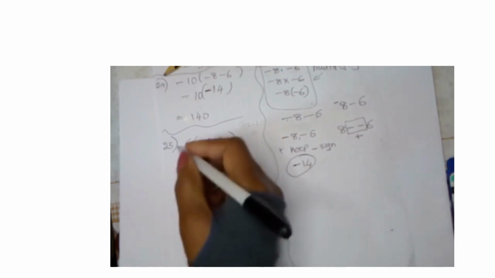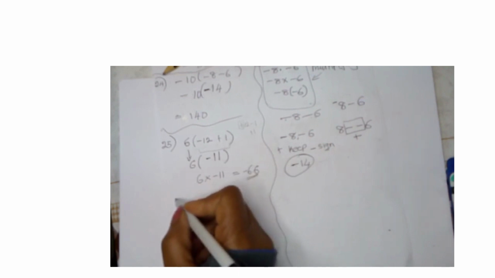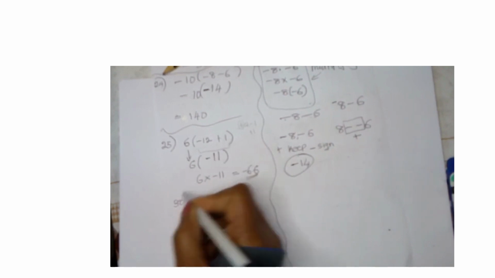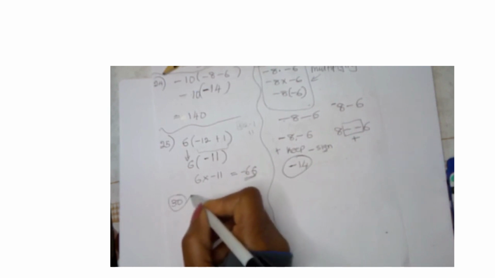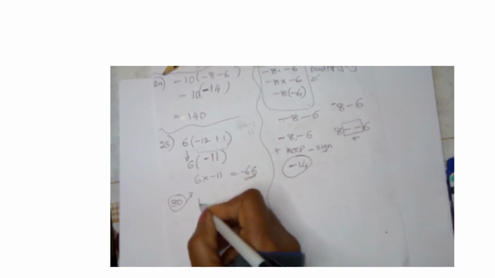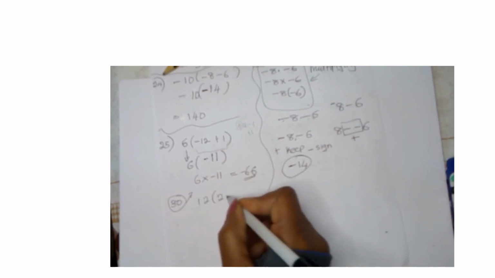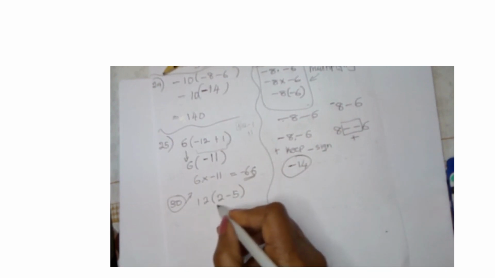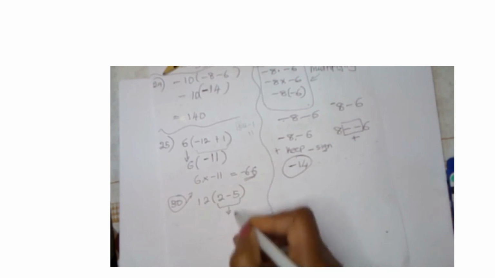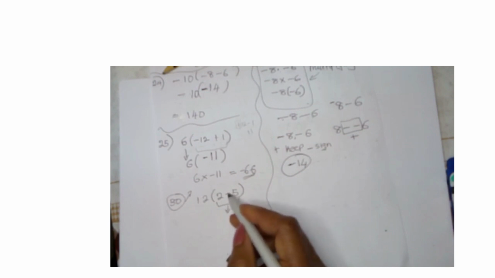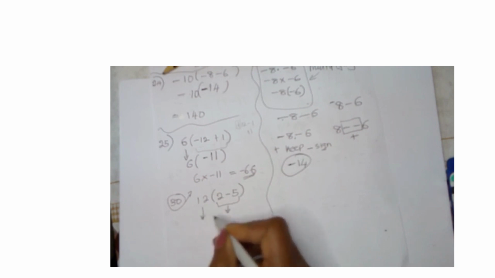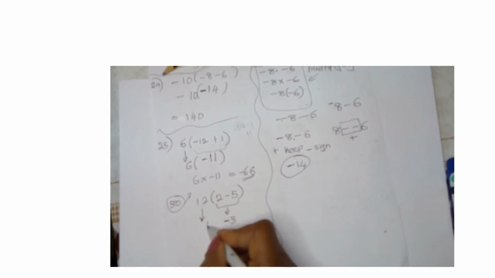You use the same method for question number 30. Same thing. Question number 30 says 12 bracket 2 minus 5. You solve this one first. Remember, you keep the sign of the bigger number. Here the bigger number is 5, so you subtract, but you keep the sign of the bigger number. 2 minus 5 will give you negative 3. You bring down 12, you multiply. This will give you negative 36.